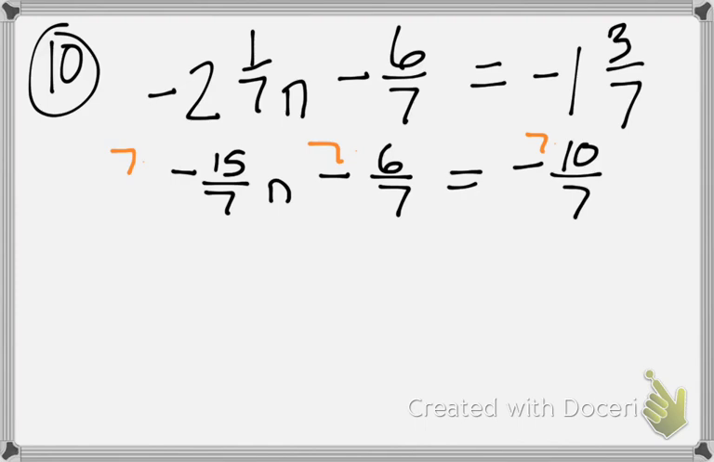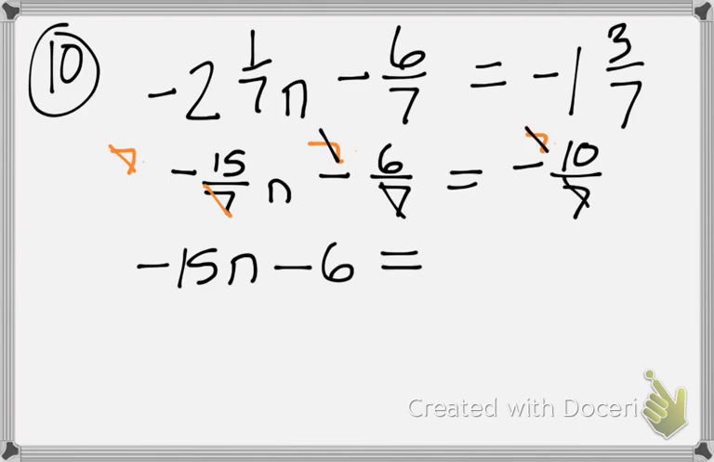So I've got the 7 and that 7 will cancel. So that will just leave me with a negative 15n. That 7 and that 7 will cancel. So that will leave me with a minus 6. And that 7 and that 7 will cancel. So that'll leave me a negative 10.